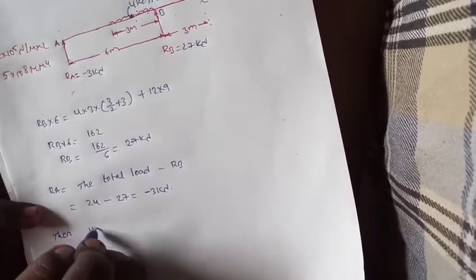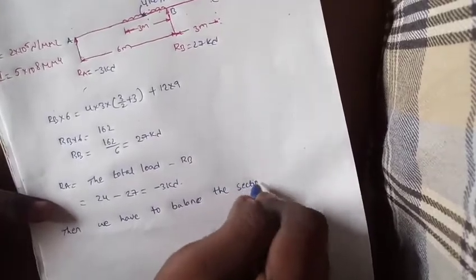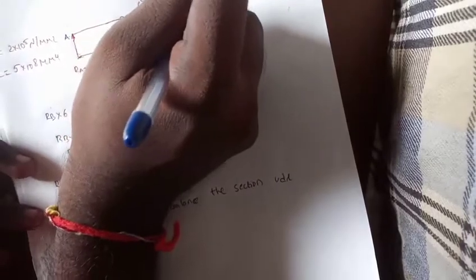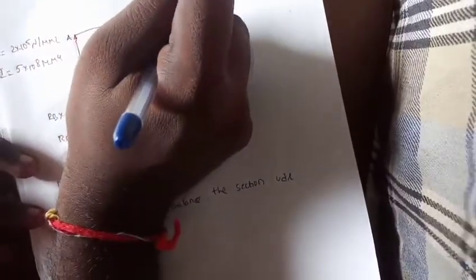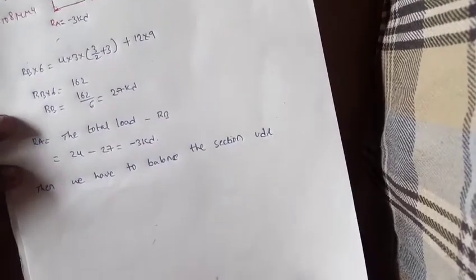Then we have to balance the section UDL. For the balancing purpose, we have to extend the UDL to the top of the beam and the bottom of the beam. For calculating slope and deflection, the reactions are to be settled here. So we have to balance the section.